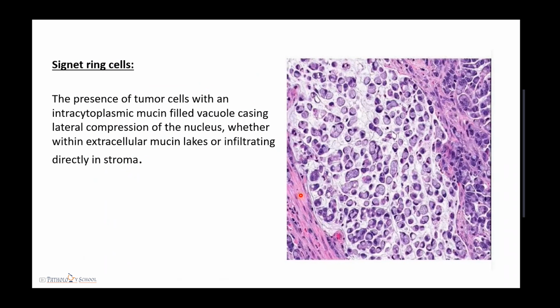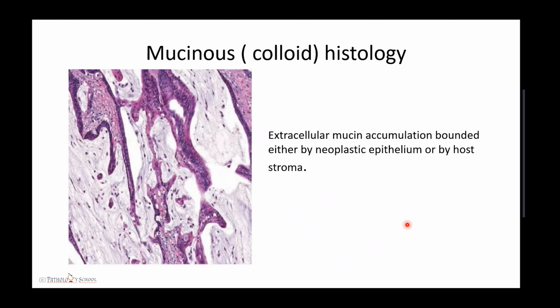Now, another histopathological picture which you can see in Lynch syndrome is signet ring cells. So, you can see the presence of tumor cells. They have intracytoplasmic mucin-filled vacuoles, causing lateral compression of the nucleus, within extracellular mucin or infiltrating directly in the stroma. Now, mucinous histology, what you can see here, is extracellular mucin accumulation, bounded either by neoplastic epithelium or by the host stroma.